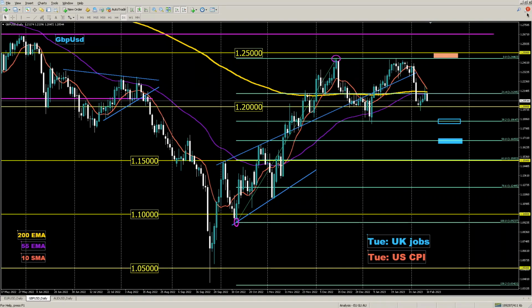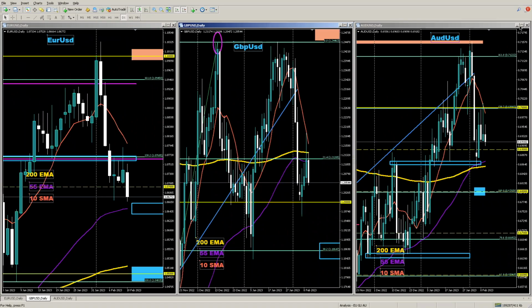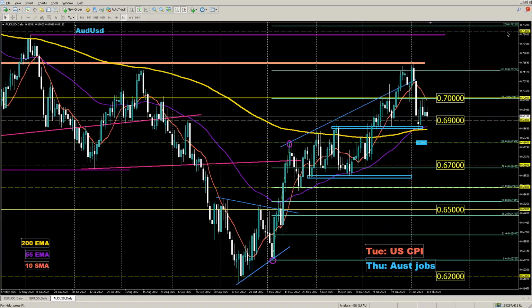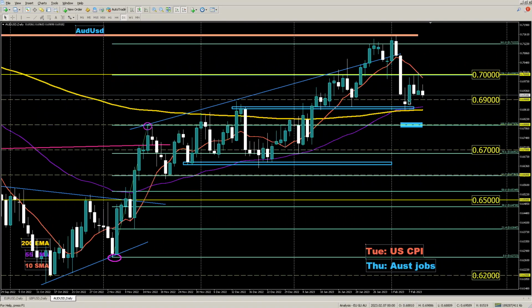Okay, let's move on to the Aussie dollar. And last Tuesday, the RBA did raise their interest rate by 0.25%, but it turned out to be a hawkish statement because they're possibly looking at a couple more rate hikes in the following months in their statement.